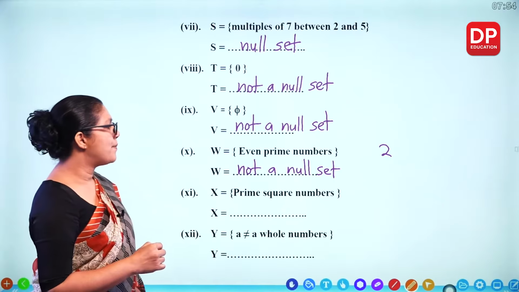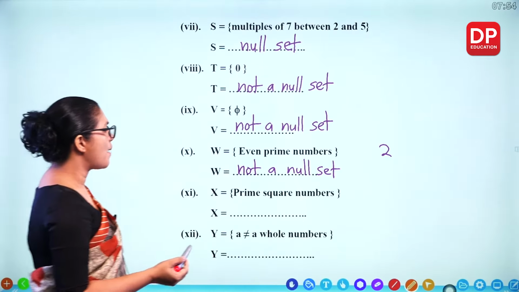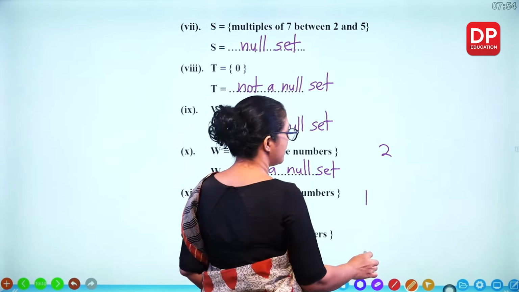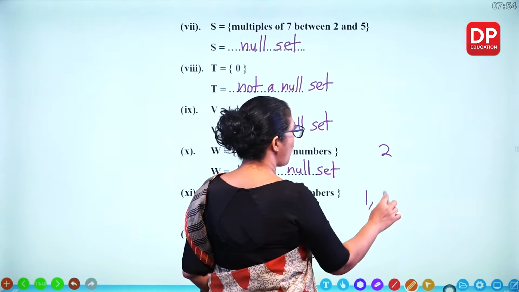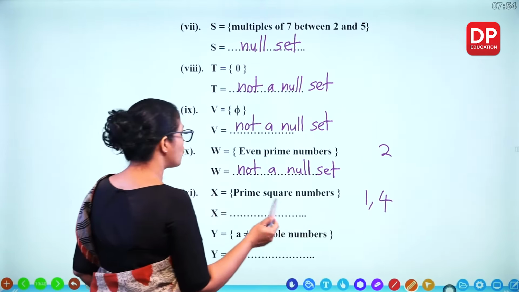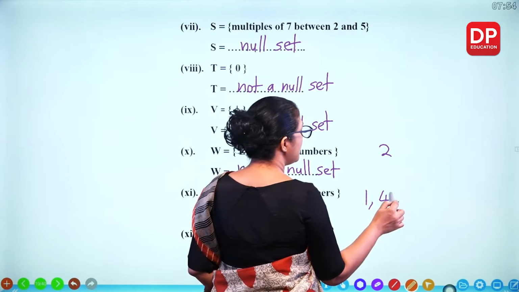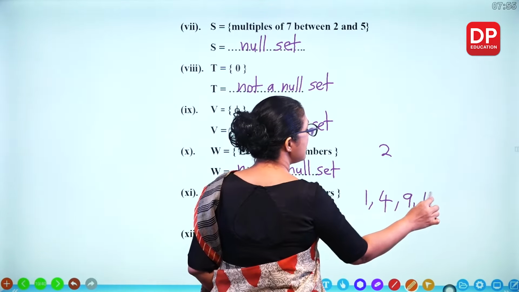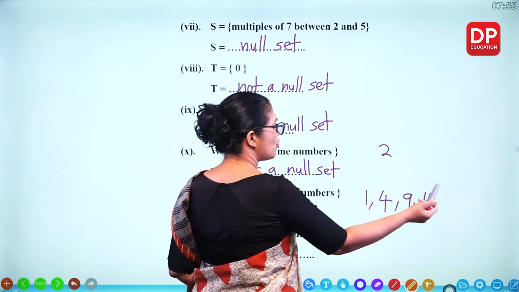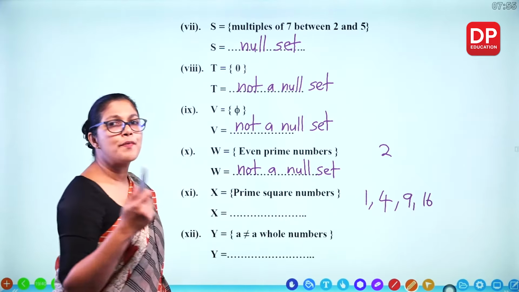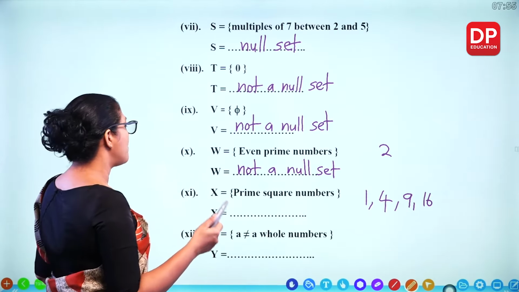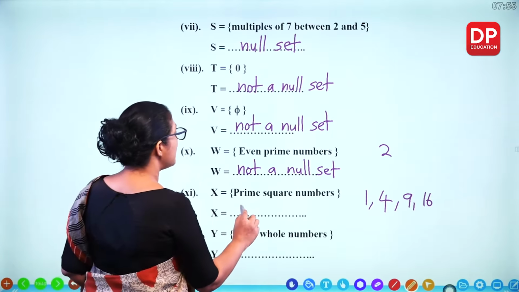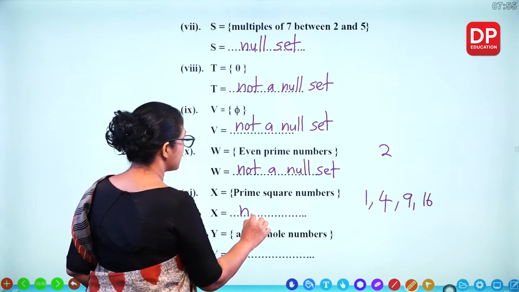Prime square numbers. What are square numbers? 1. It's not a prime number. 4. 4 is not a prime number. Then 9, 16, 25. So all these are not prime. So for prime square numbers, you can't find elements. That's a null set.